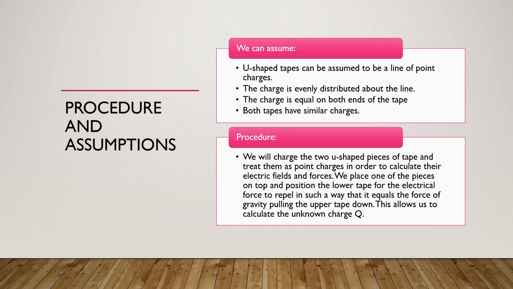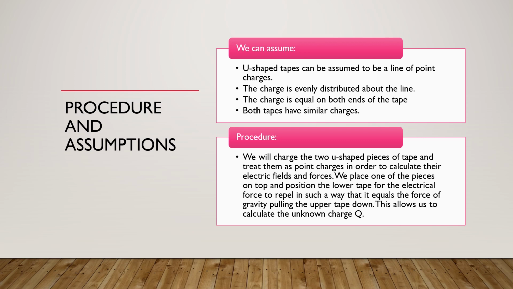Procedures could be pretty similar to the last one. Instead of assuming that the U-shaped tapes are point charges, we can assume that they're a line of point charges. We can also assume that those individual charges are distributed evenly about the line, and also that they are equal. We can also say that the charge is equal at both ends of the tape, and then we can assume that both tapes have similar charges since they were created the same way.